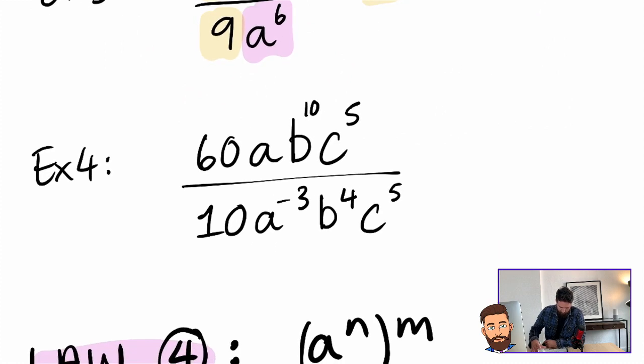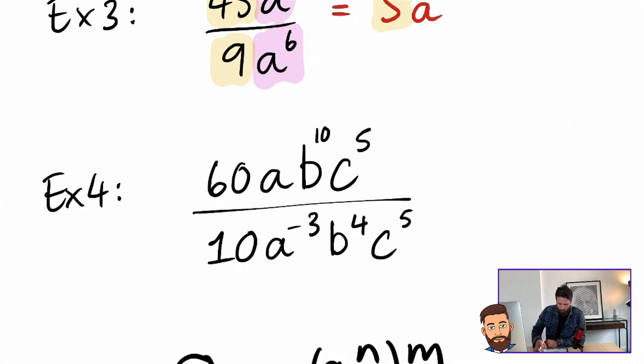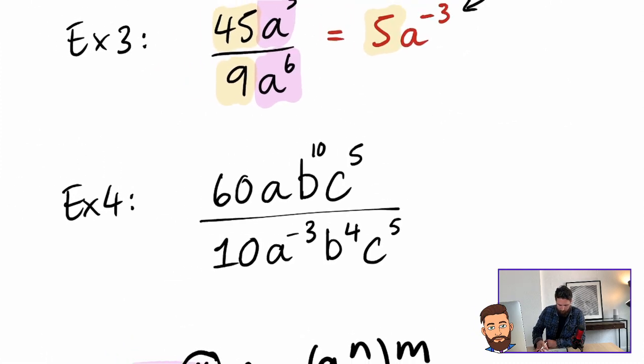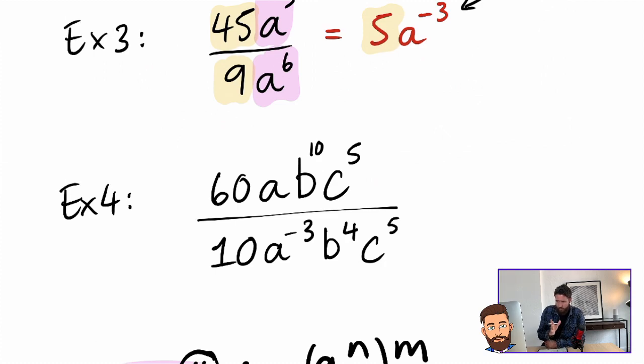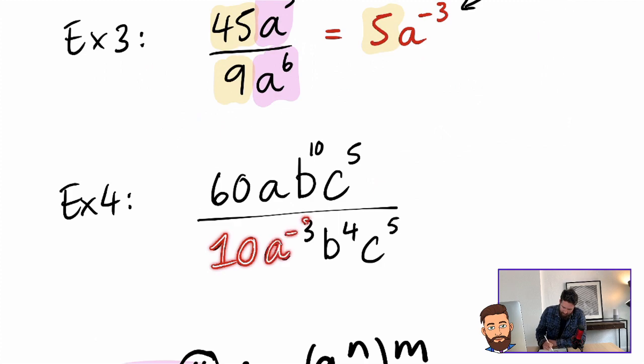And then that takes us on to the final example, which, as you can see, is a lot more involved, looks a lot harder. But if you stick to those principles of example 3, you should end up with the right answer. And you just have to be careful with the negatives, the double negatives, the powers not being there, you put your own power in. So let's have a look at this. We've got 60a, b to the 10, c to the power 5, divided by 10, a to the minus 3, b to the 4, and c to the power 5.